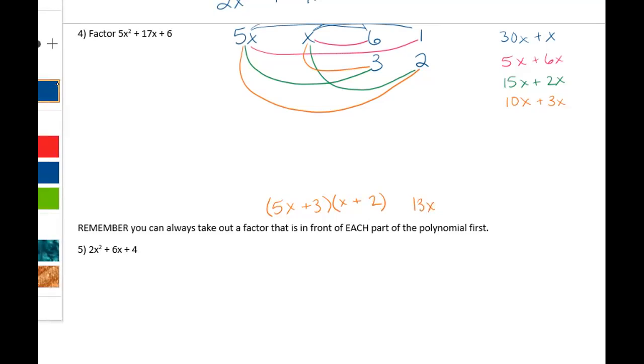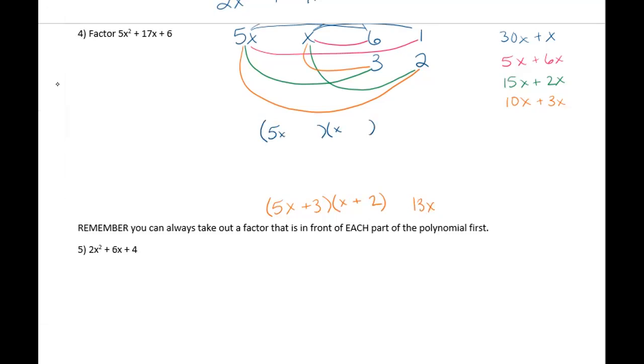I'm going to do the blue one up at the top. So we did 5x and x, and I multiplied the 5 times the 6, and then I had a 1 right here. So when I multiplied the outside and the inside terms, I got 30x plus 1x, so I got 31x. So that's not what we're looking for.